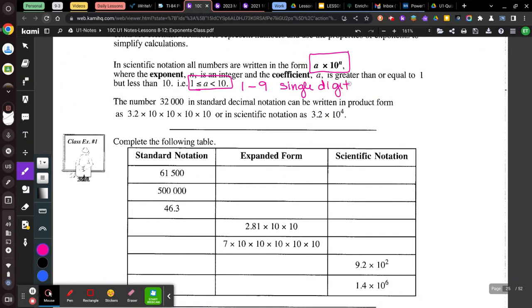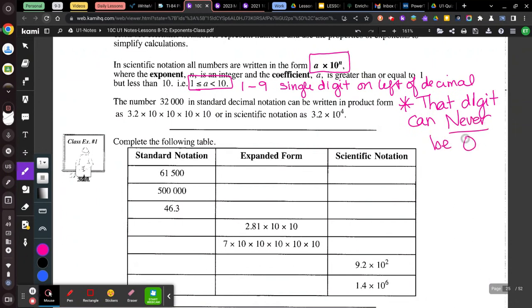It's got to be a single digit on the left of the decimal. And that number cannot be a 0. That's a big hint here. That digit can never be a 0. We're going to get lots of numbers that say 0.000, and that's where we're going to turn those into scientific notation as well. So if we've got standard form, standard notation, that's our answer with all the zeros on it.